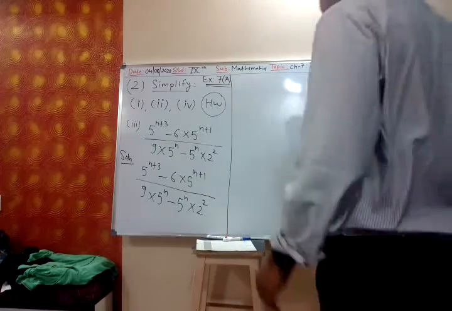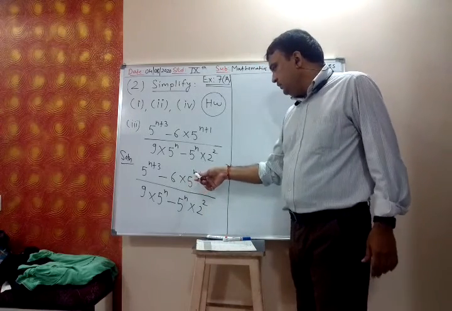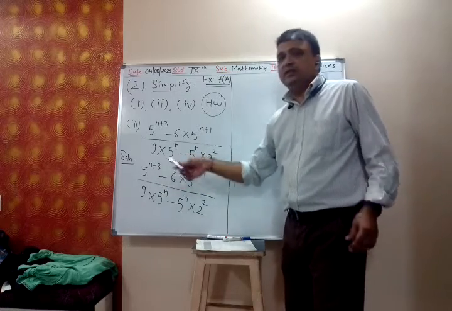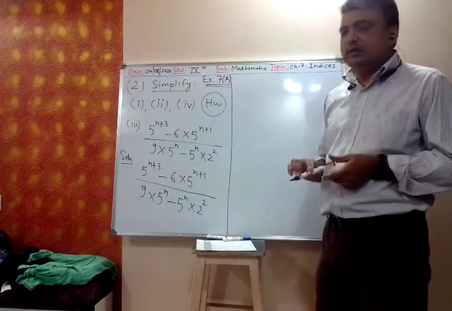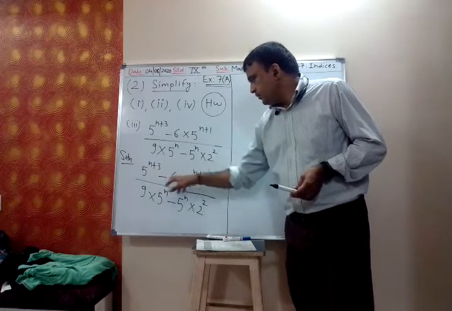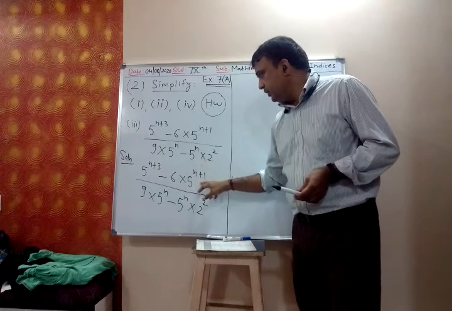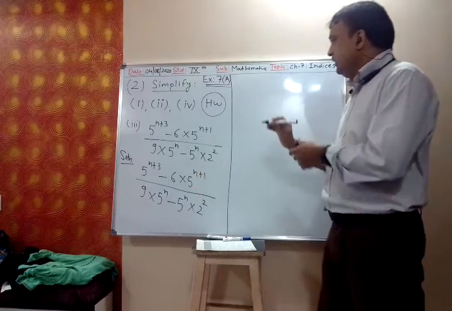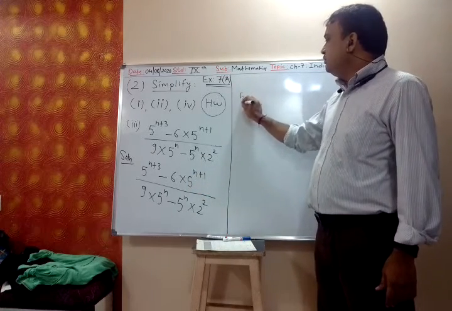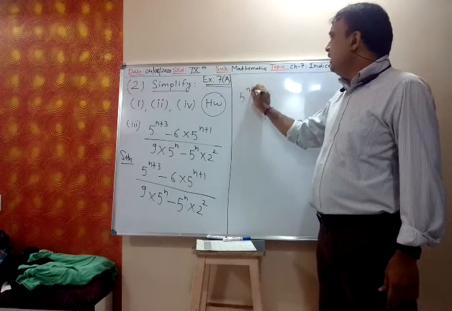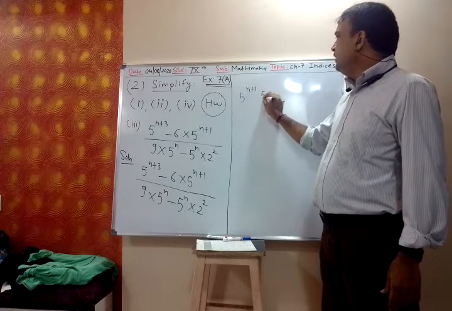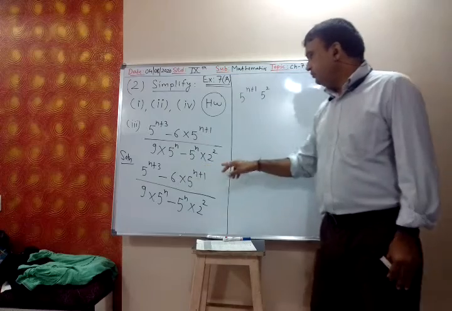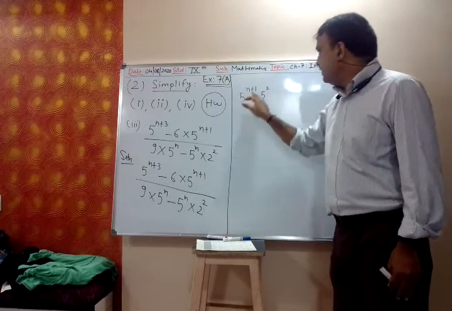Now see, out of 5 raised to n plus 1 and 5 raised to n plus 3, which is smaller power? n plus 1 is smaller. So this n plus 3 I will write in terms of n plus 1, and that we write as 5 raised to n plus 1 into 5 raised to 2.